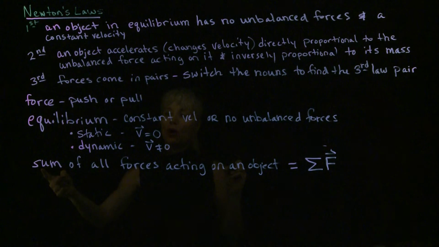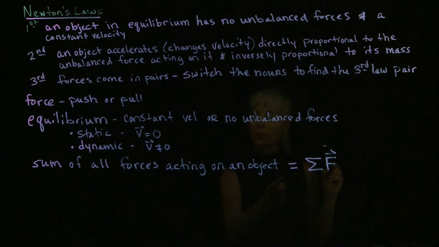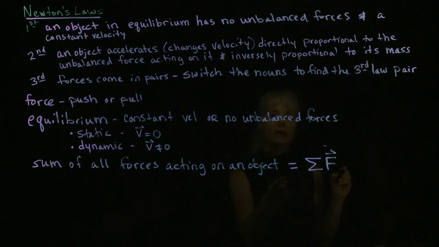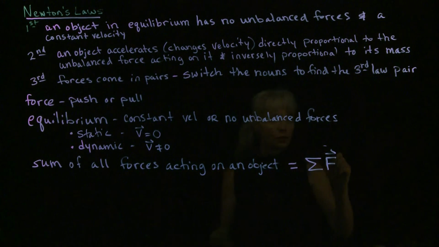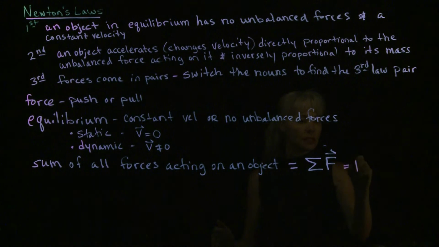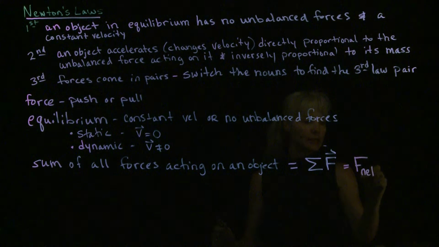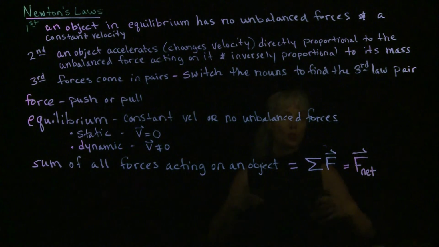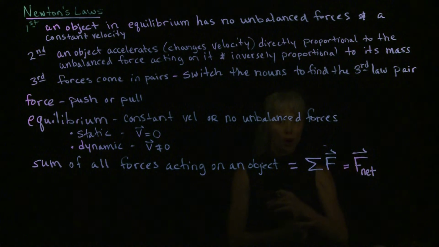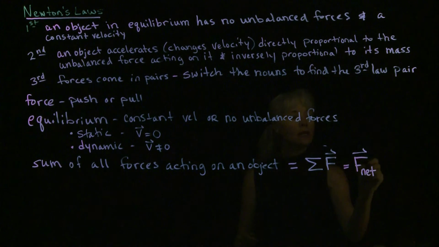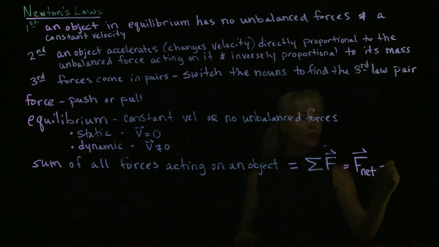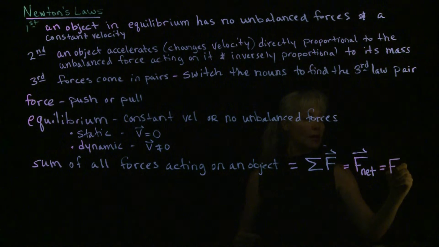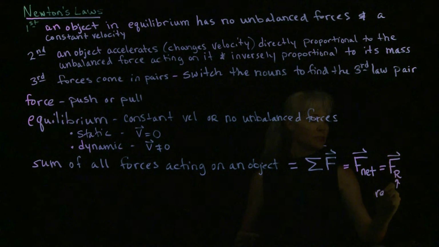Instead of writing all of these letters, sum of all forces acting on an object, for shorthand notation, I'm just going to write that as sigma F. Now, you'll also see in other resources that sometimes this is going to be written as F net. It means the same thing. That means the net force. It means what's left when you add them all together. And one other way you might see this as you look at other resources is F sub R, and R stands for resultant.